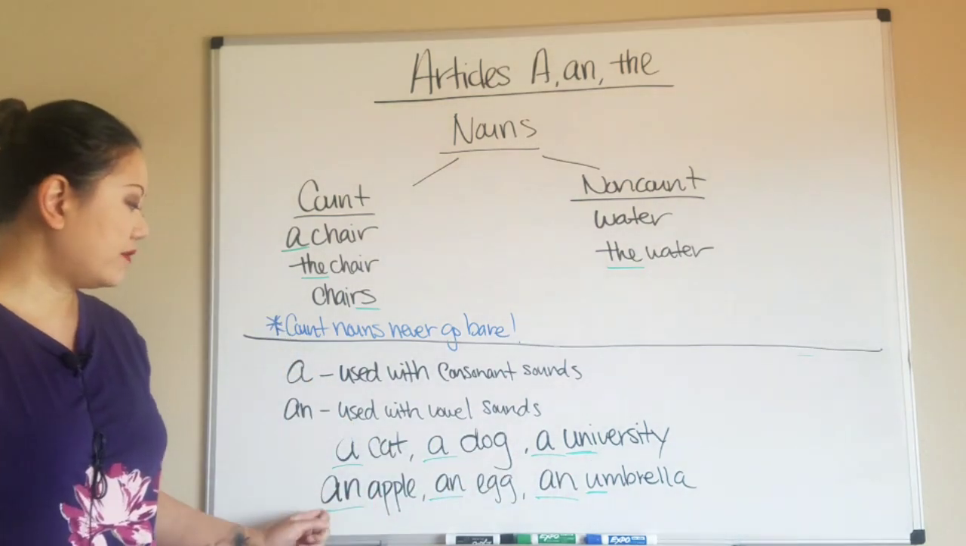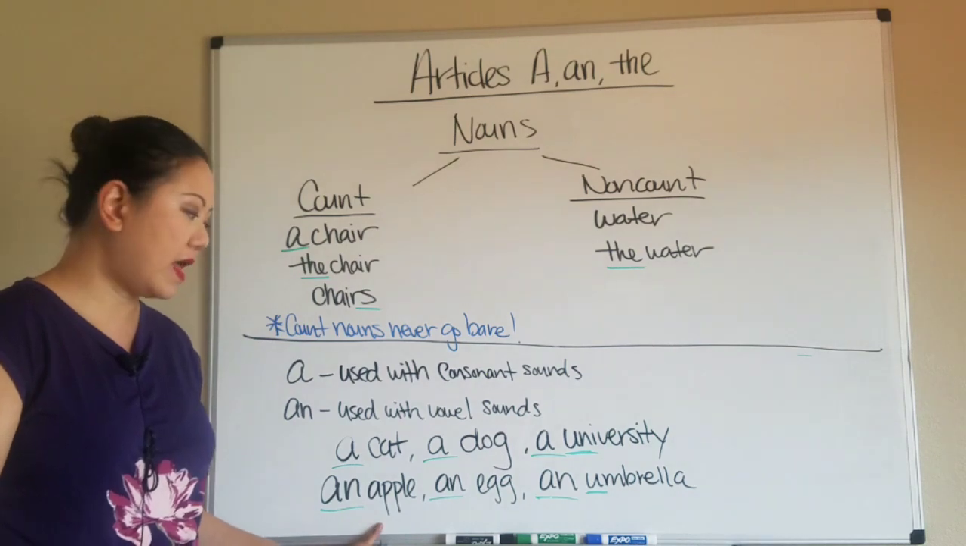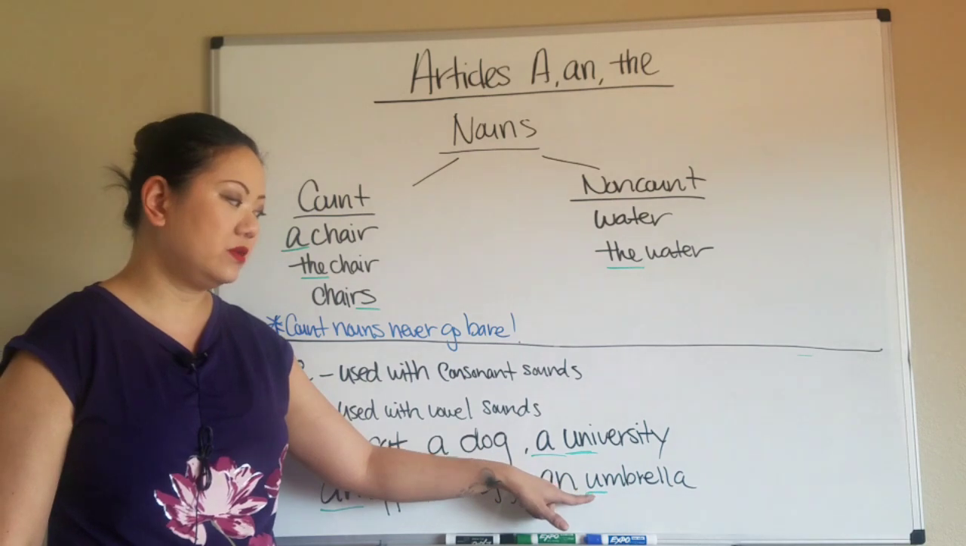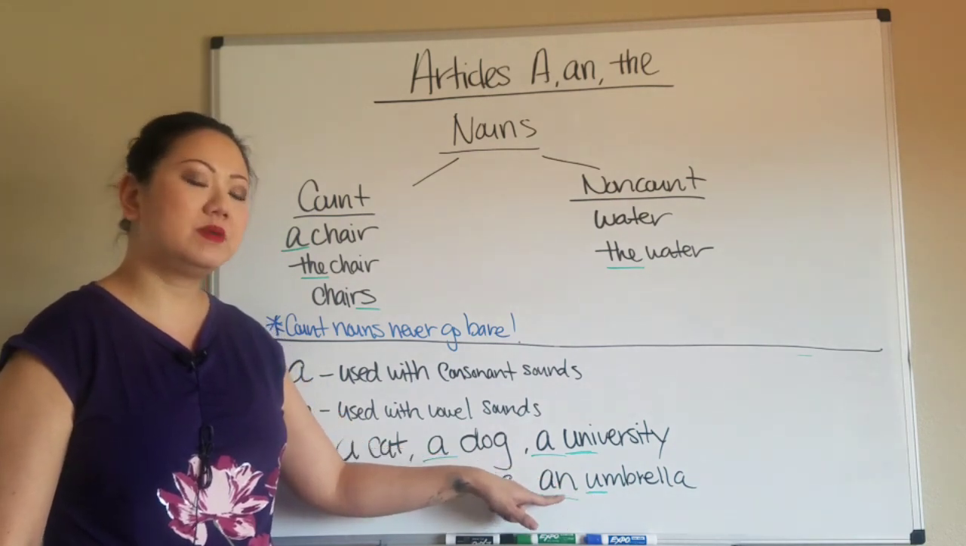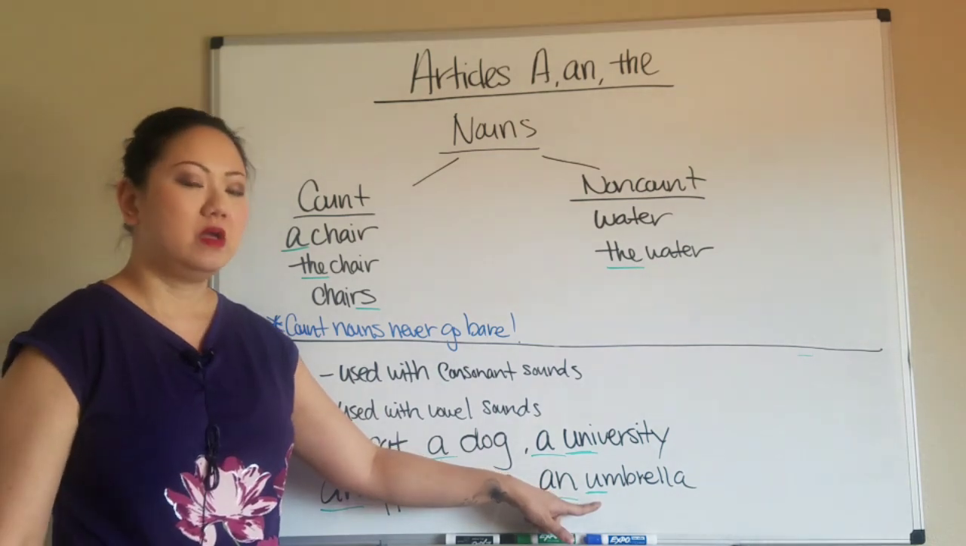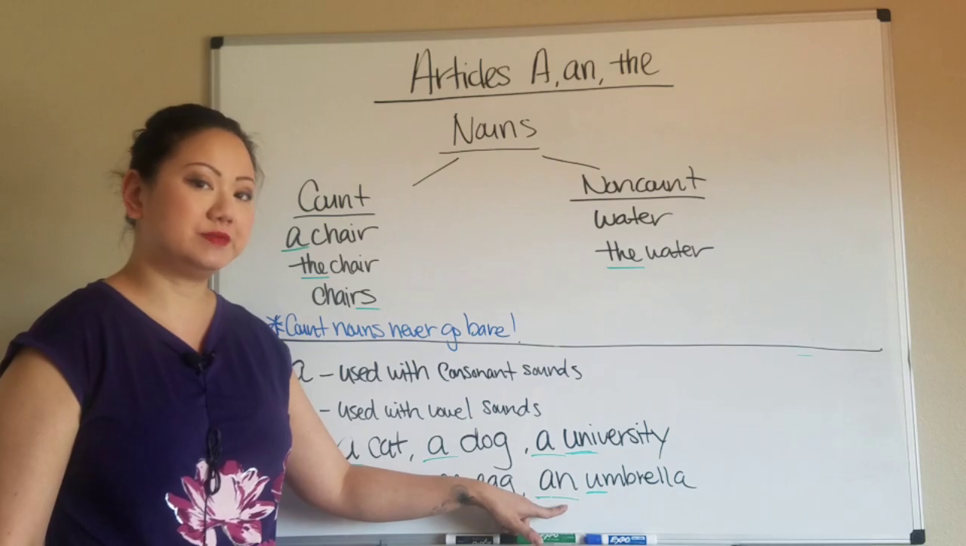On the other hand, we have an with vowel sound like apple, a, and egg, vowel sound. And then here again, we have the same U, but now this time we're going to use an because in this word, even though it's spelled with a U, we say umbrella. So it is a vowel sound. We're going to use an with that.